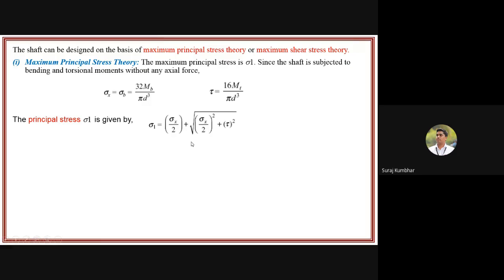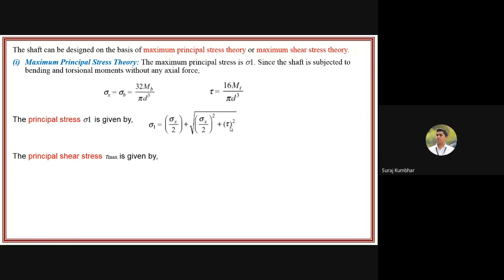Now you can put in sigma x, because sigma x is equal to sigma b, the normal stress. I will put all the values here. My sigma x is 32 Mb by pi d cube, divided by 2, plus the square root. I will also put the torsional shear stress formula for tau over here. Now we will see what the modification will be.